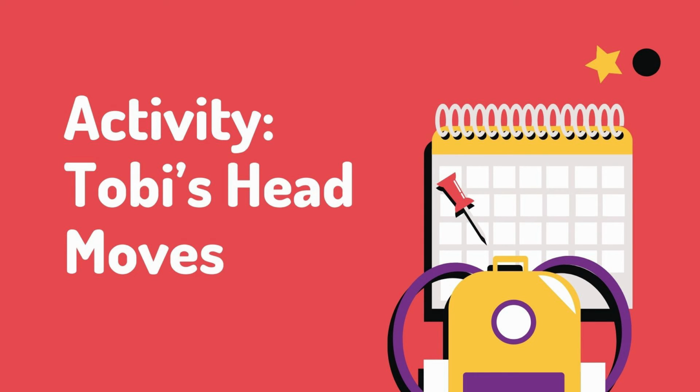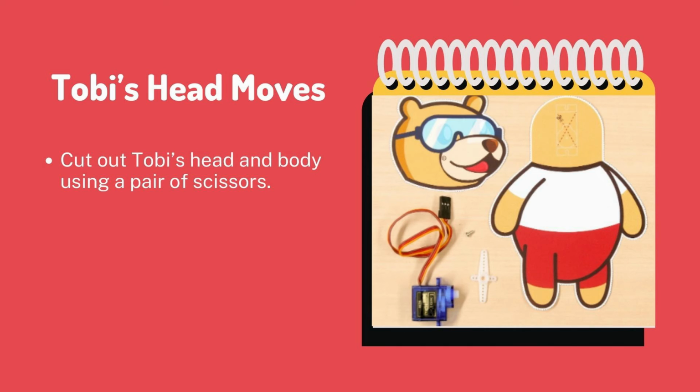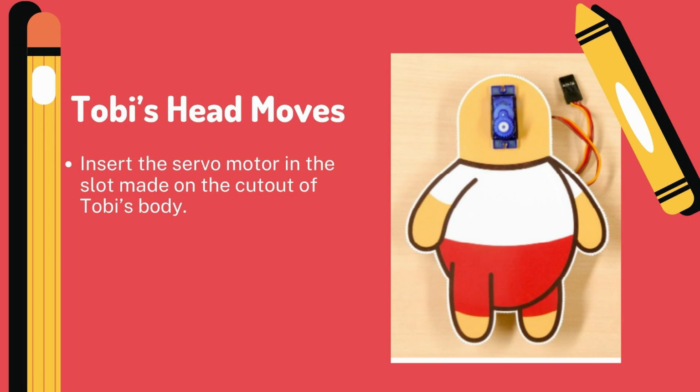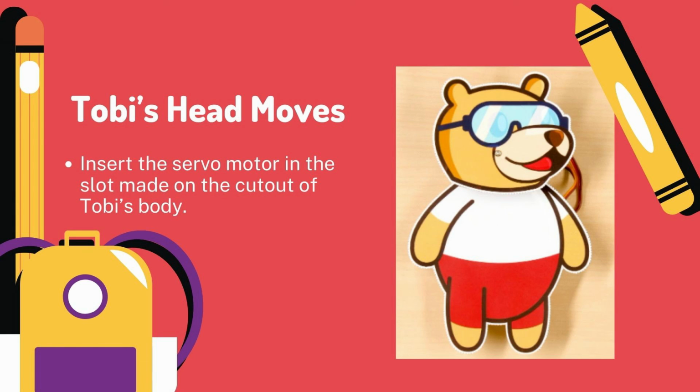Activity: Toby's head moves. Now here, Toby's head moves. I want you to cut out Toby's head and body using a pair of scissors here. Now on the cutout of Toby's body, there is a space marked for the servo motor. Now cut and fold the flaps inward to make support for the servo motor. Then next, I want you to insert the servo motor in the slot made on the cutout of Toby's body.